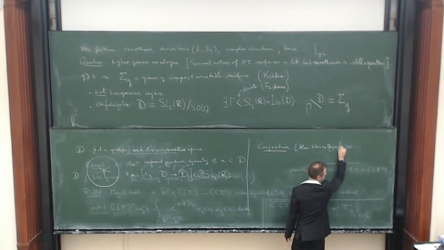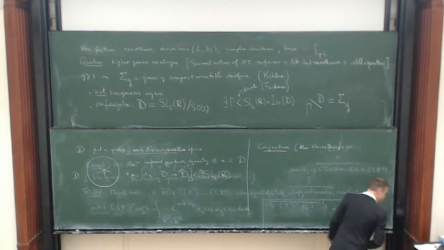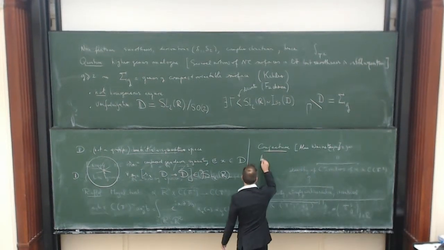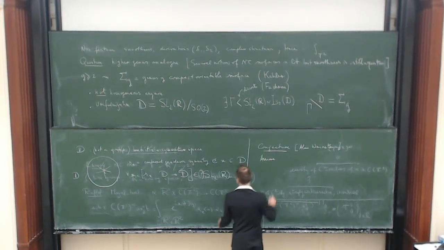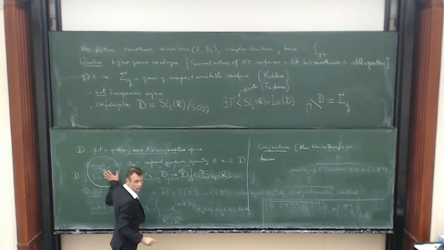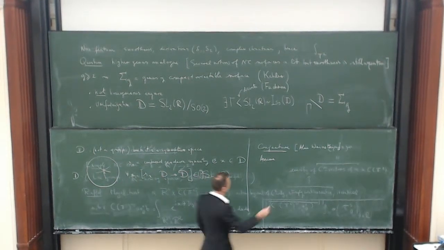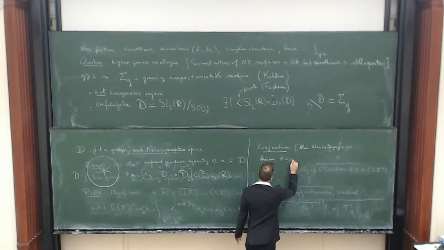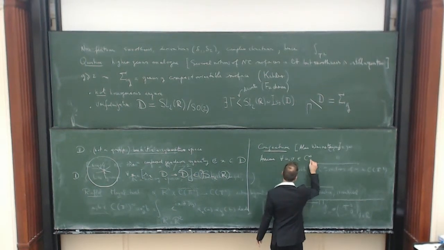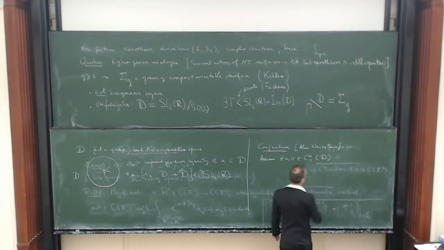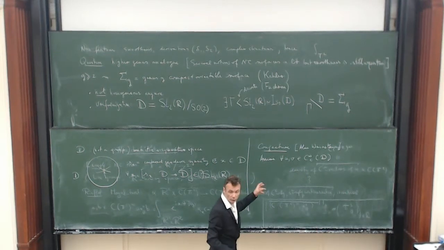Which is as follows. Suppose that you have a star product on the space. Suppose that for all, let's say, U and V compactly supported functions on D, you have a formula.